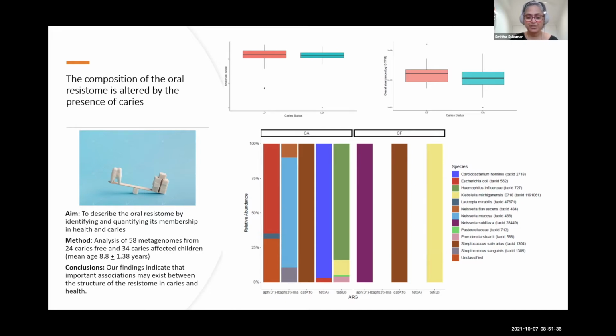In our cross-sectional metagenomic study, we found no significant difference between caries-affected and caries-free groups of children in terms of alpha diversity and overall abundance. But differential abundance analysis revealed 5 antimicrobial resistance genes that were drivers in the caries-affected group, and these genes were more likely to be associated with more species compared to the caries-free group. This suggests important associations may exist between the structure of the resistome in caries and health.